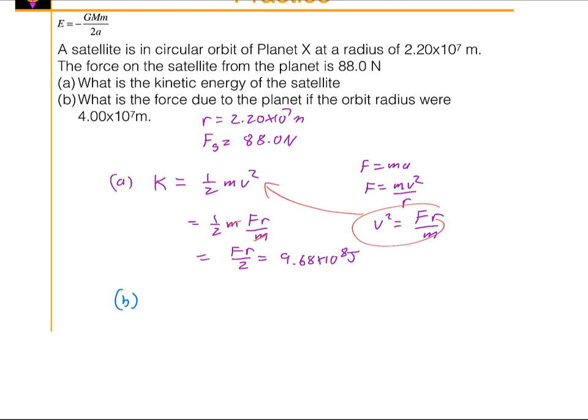Second part, it says, what's the force due to the planet if the radius were 4 times 10 to the 7 instead of 2.2 times 10 to the 7? So just as a reminder, we have r is 2.2 times 10 to the 7 meters, and F is 88 newtons. And it's asking, what if r were r prime, and instead it were 4.0 times 10 to the 7 meters, what is the force in that case?